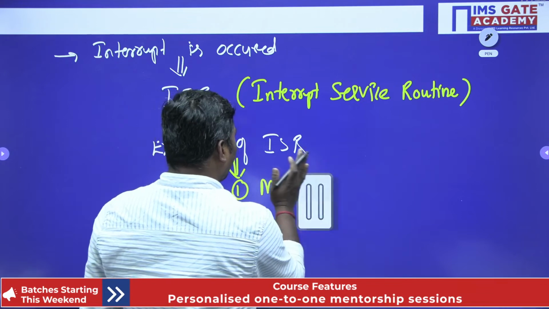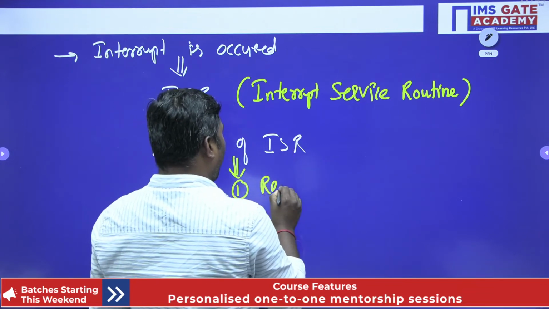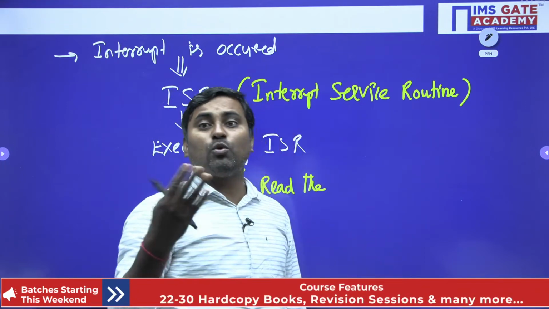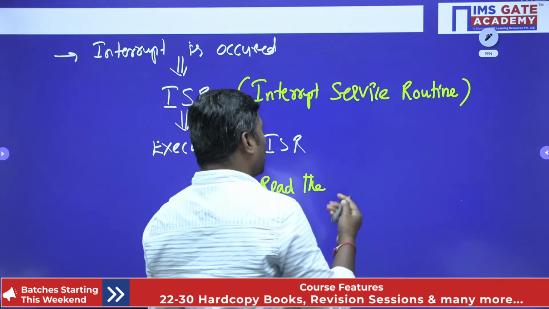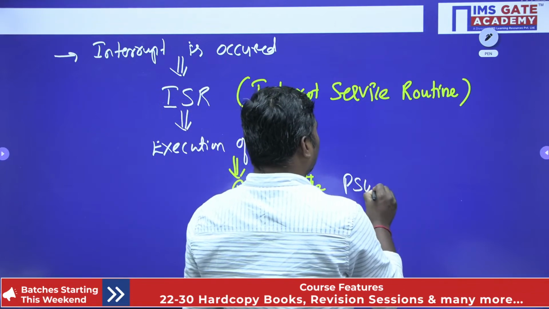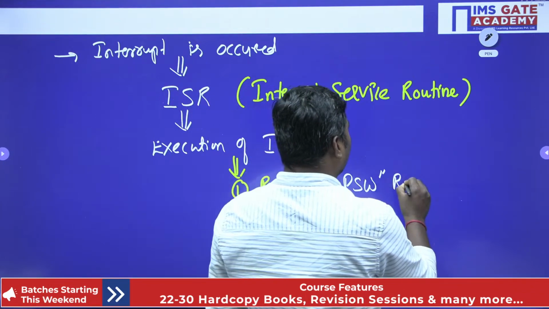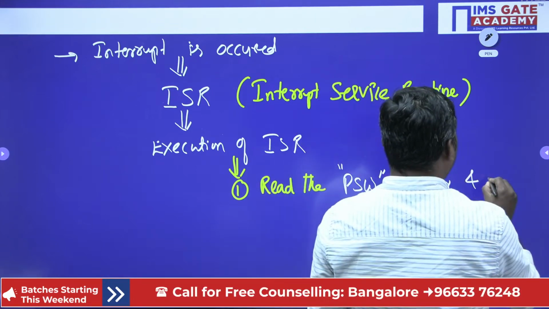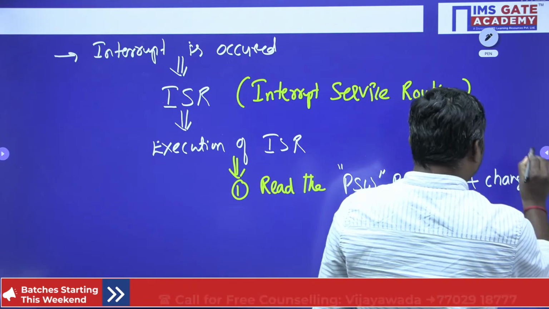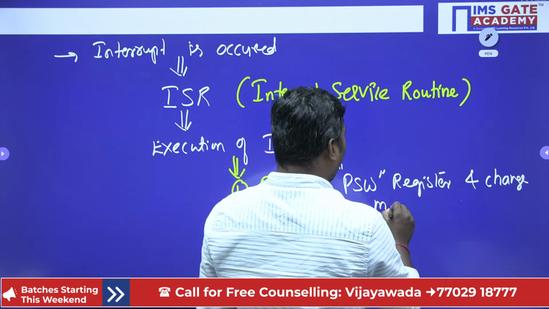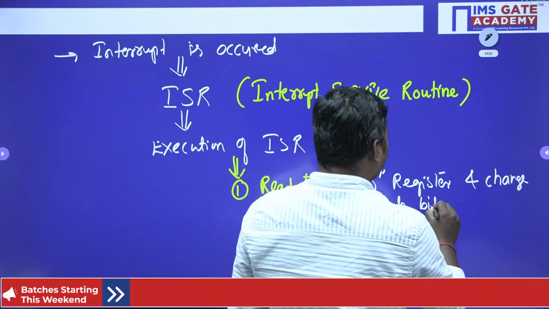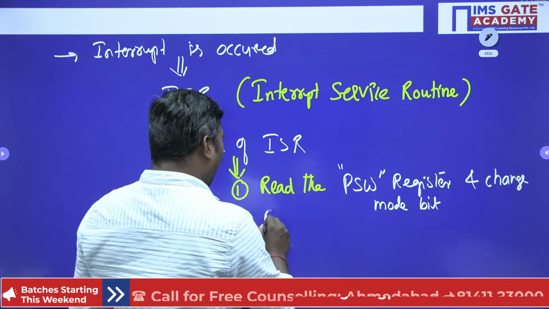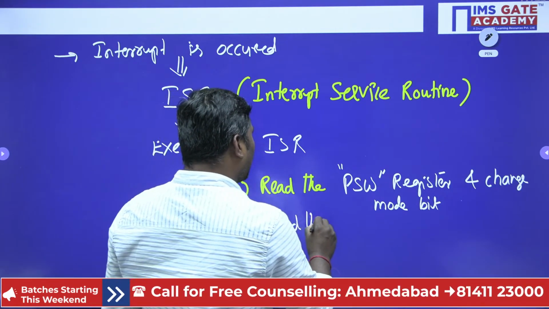Mode bit change: you have to change from user mode to kernel mode. Read the process status word register and change the mode bit. That is the first function. The second function is to read the dispatch table.